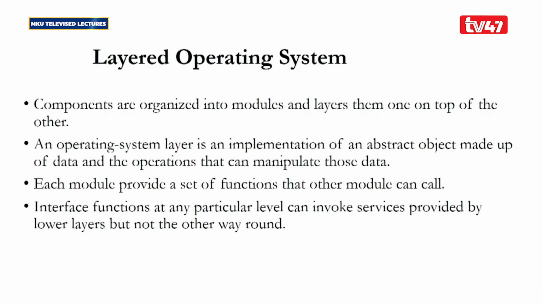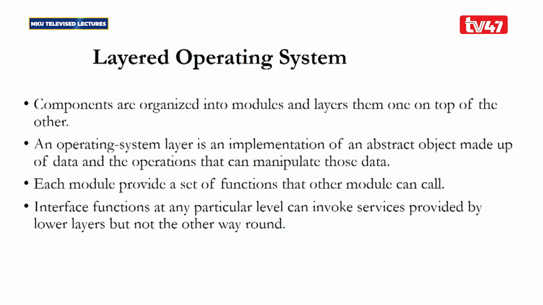Then we have the layered operating system structure. This is where the components are organized into modules and layers, one on top of the other. The layers are created in a layered mode, as the name suggests. Here the operating system layer is an implementation of an abstract object made up of data and the operations that can manipulate the data. Each module provides a set of functions that other modules can call. The interface functions at any particular level can invoke services provided from the lower layers, but not the other way around.